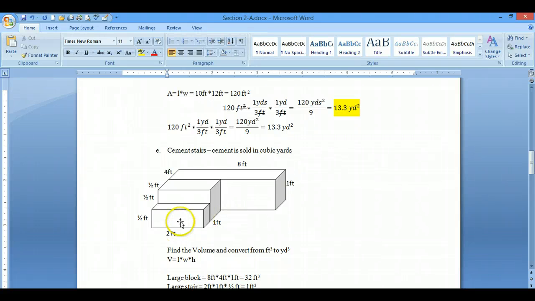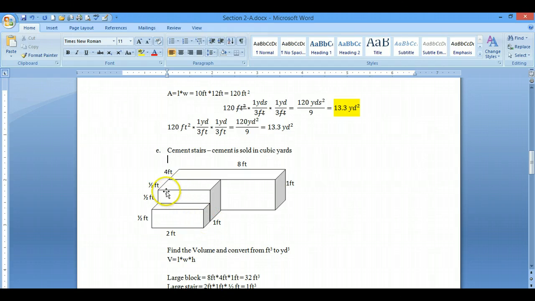So I would like to break this up into 3 different sections and treat them all like a column. So here, the first step, I have half a foot here, or 6 inches, by 2 feet here, by right here. If this whole length is 1 foot, then this is also half a foot.